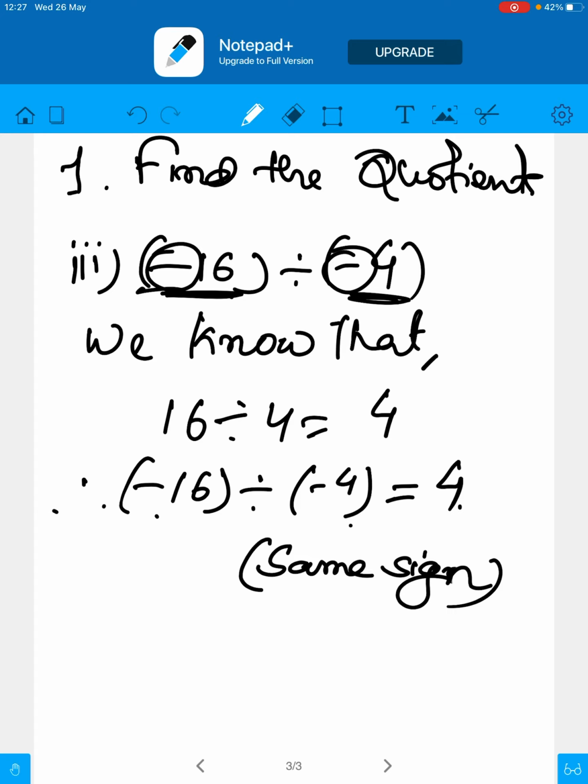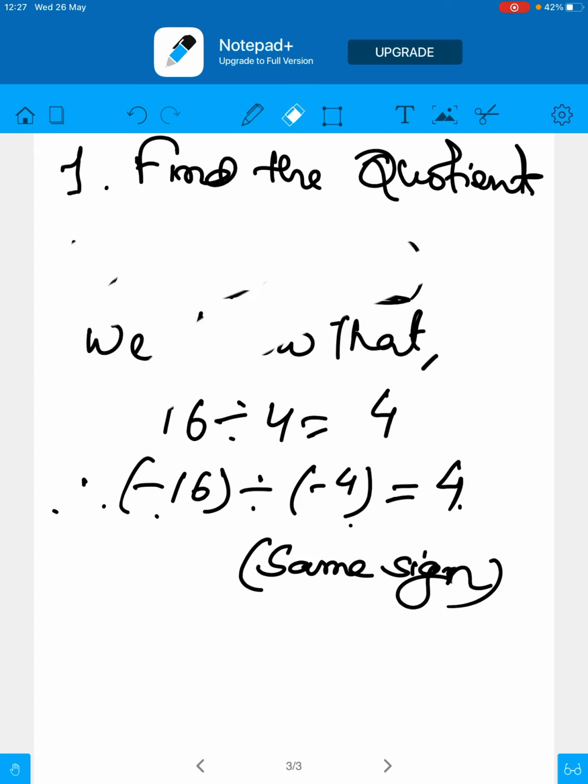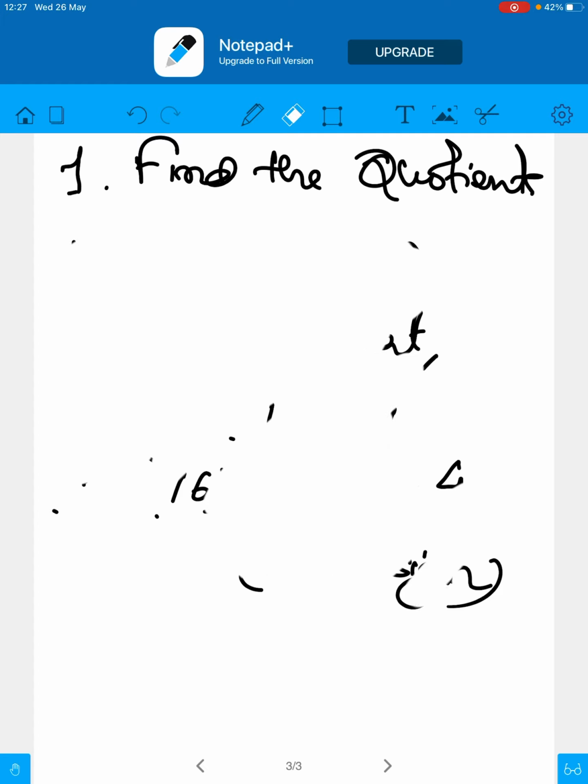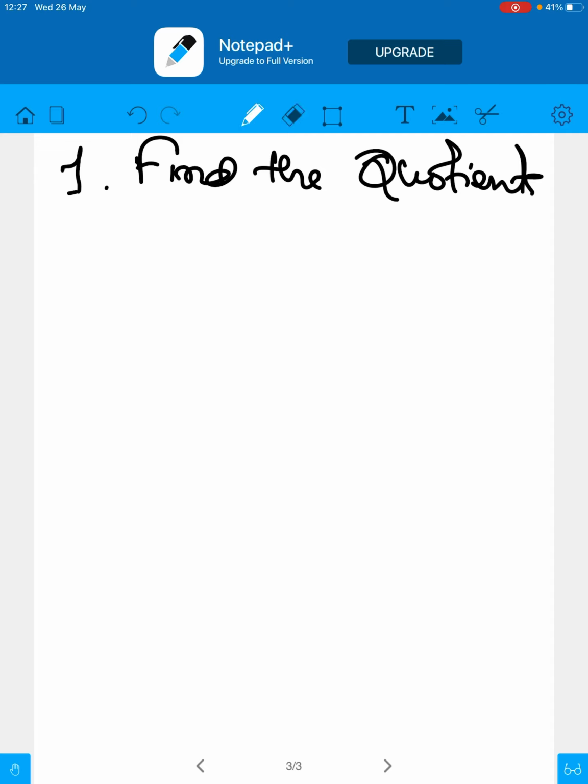Now I will solve one more question for you. I will solve question number 11. Where is question number 11? Question number 11 is minus 147 divided by minus 21.